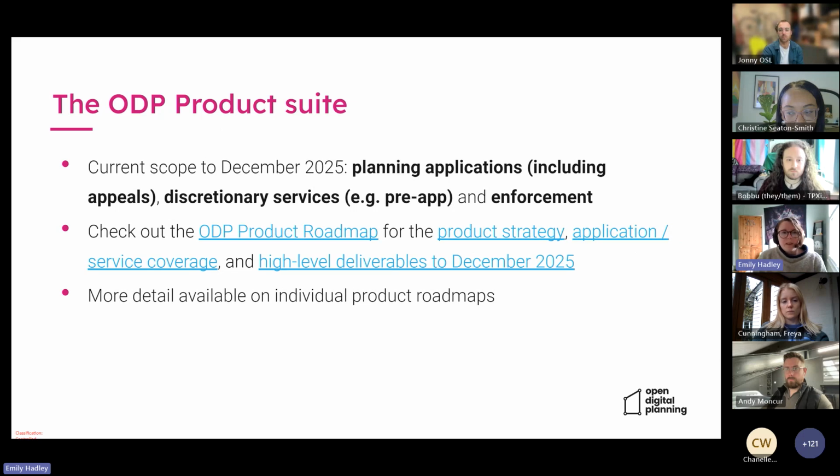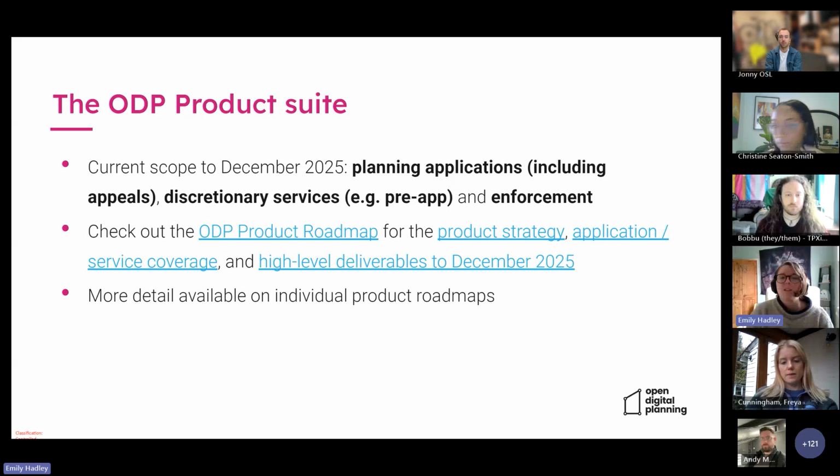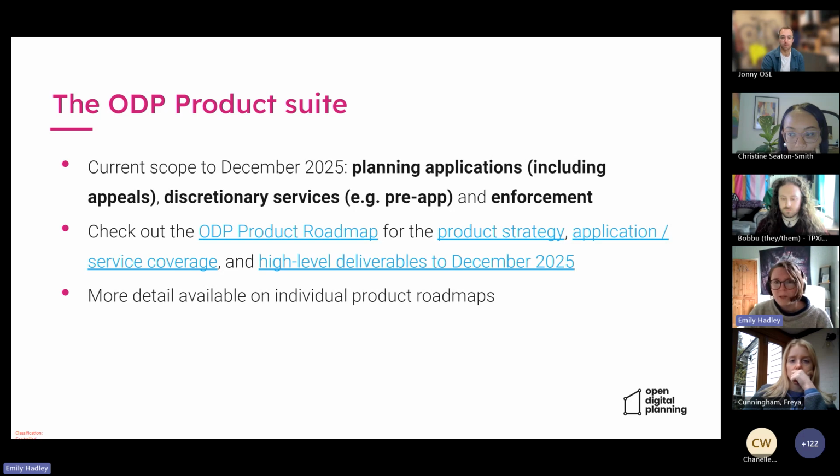To talk a little bit about the ODP product suite at a very high level, the current scope of the products to December 2025 covers three main functions. That is planning applications, which includes appeals, discretionary services, which are the non-statutory services including things like pre-application advice, and also planning enforcement. This is something we've spoken about at recent away days. So this is the current working scope between now and the end of next year.